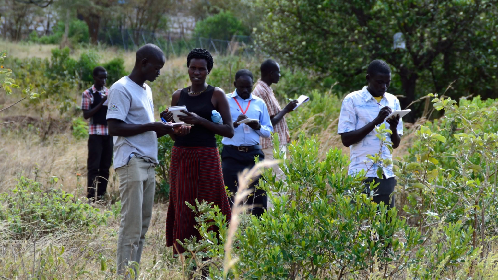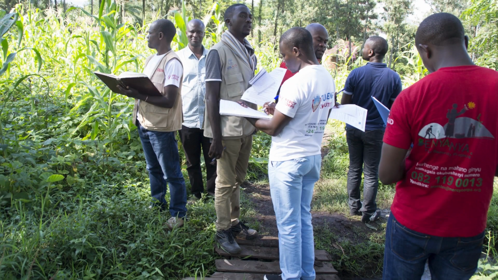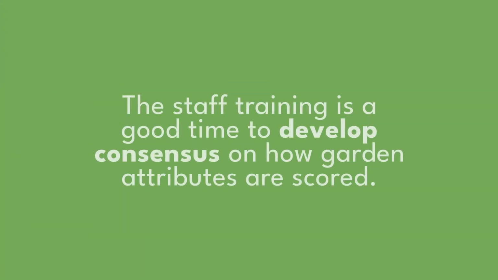Once the checklist has been adapted, all staff who will be using the checklist need to be trained. It takes some practice to identify the various components of a permagarden, and a training gives staff a chance to use the checklist before they are asked to assess a household's garden. For project monitoring purposes, it is important that staff are consistent with how they rank gardens and that there is agreement about what to do when unexpected situations arise. The staff training is a good time to develop consensus on how garden attributes are scored.